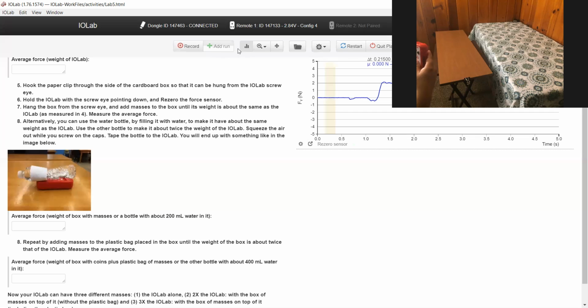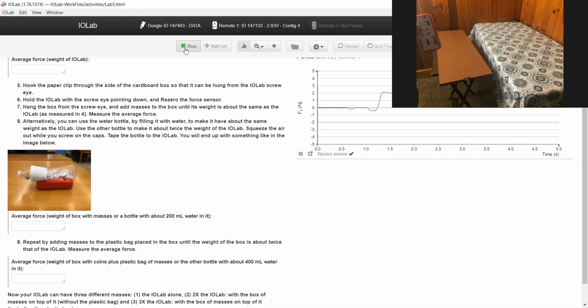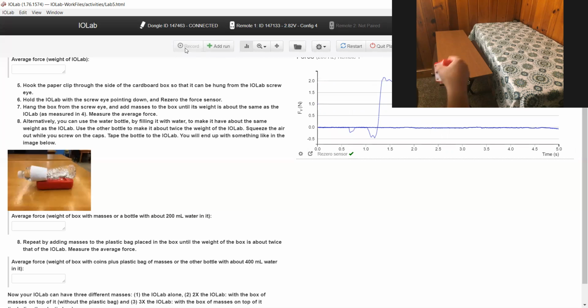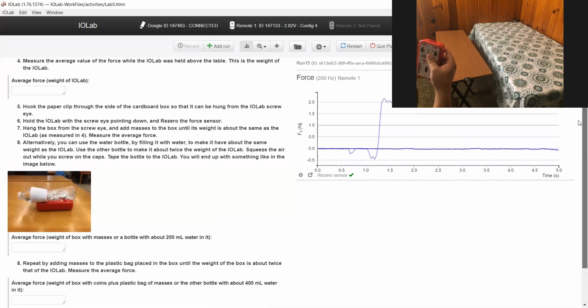So let's add run. Okay, let's reset the sensor again. Okay, I have rezeroed the sensor, and then I can record it first, or I can do it the other way also. Okay, then click record, hook it in, I think it's more difficult. So or next, we can measure it in the beginning also. There is no harm in that.